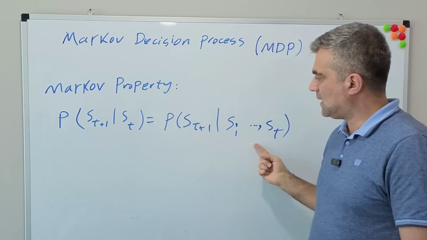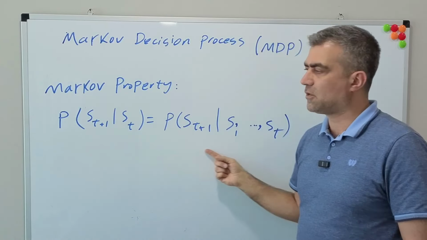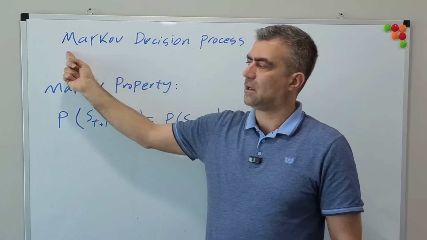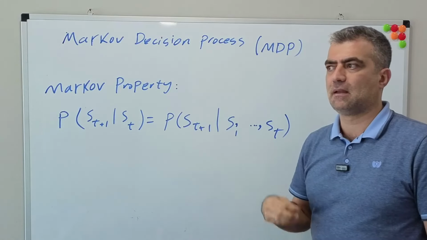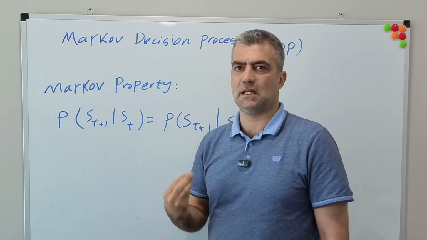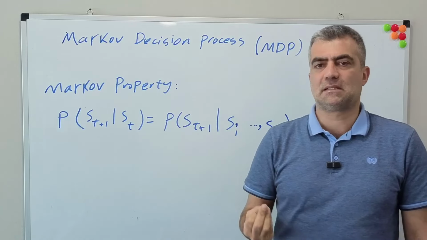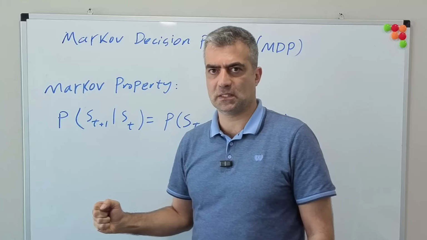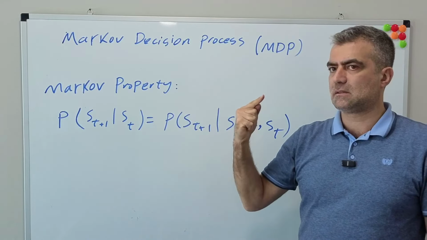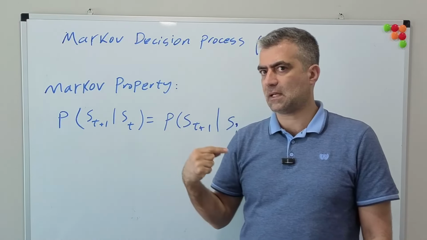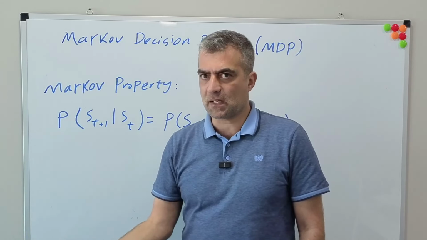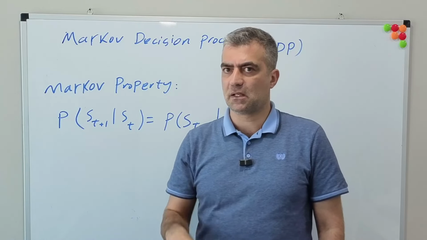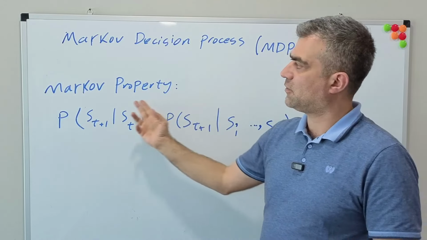If the problem has Markov property, then you can solve it by a Markov decision process. Markov decision process is the process of making decisions in such situations when you take the best action, the action that brings you the best reward, just based on the information about the current state. So this is the Markov property.